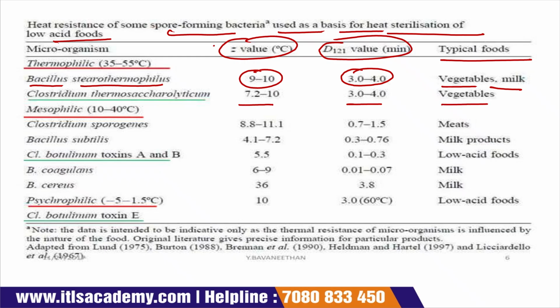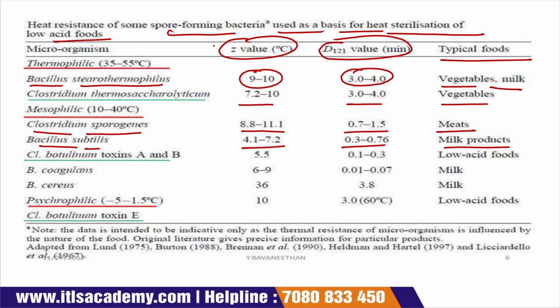Then mesophilic, whose temperature ranges between 10 to 40 degrees Celsius. The first example is Clostridium sporogenes. Z value is 8.8 to 11.1, D121 is 0.7 to 1.5, and meat is the product. The next is Bacillus subtilis. Z value is 4.1 to 7.2, D121 is 0.3 to 0.76, and the product is milk product.